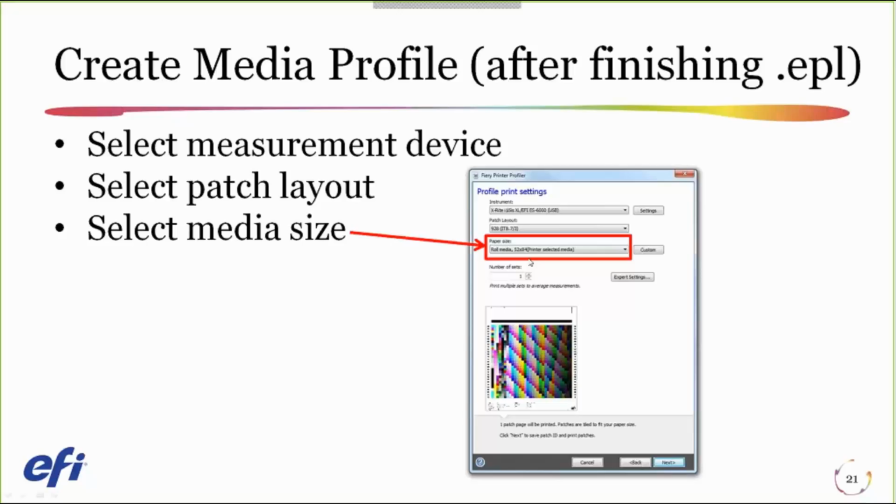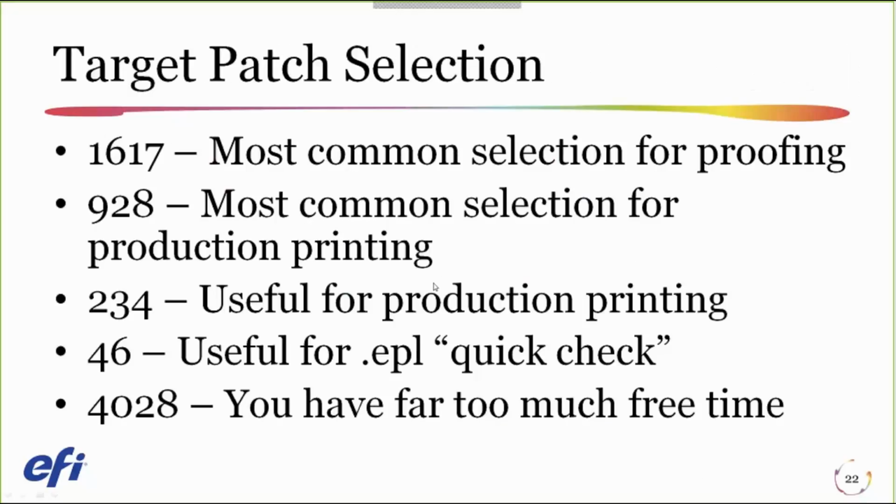However, if you are printing on very narrow media, then you do want to say that it is the narrower media. Let's say it's only a 10-inch wide roll of media. Then you want to say 10-inch wide to make sure it doesn't make patches that are too big for the media. It will never make a patch target printed size that's too large for the measurement device. All right, so we've got the media size selected. We've got our measurement device. Let's take a look at that patch selection list that we have.